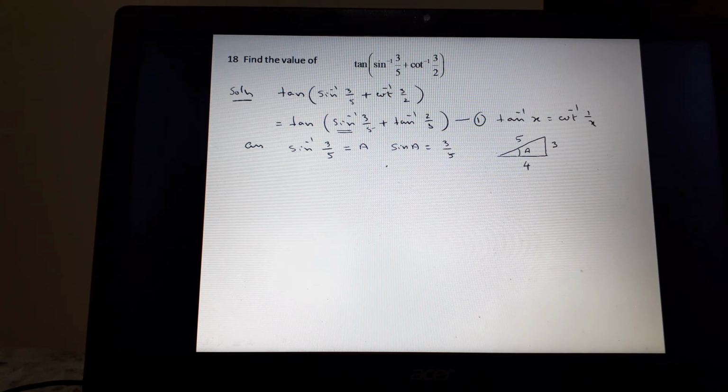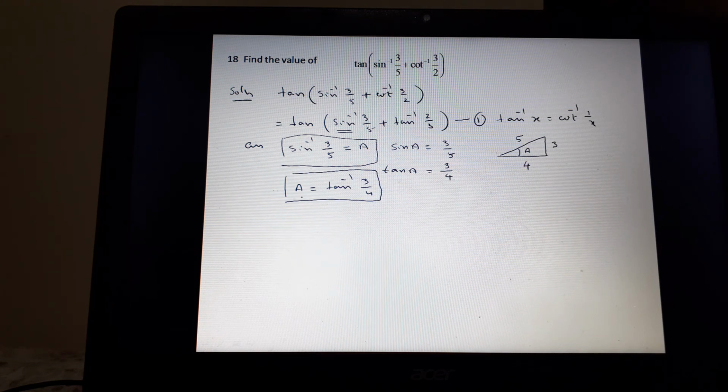So what is tan a now? By definition, tan a will be equal to opposite by adjacent, 3 by 4. Therefore a will be equal to tan inverse 3 by 4. So look here now, sine inverse 3 by 5 is a, and a is also equal to tan inverse 3 by 4. So these two must be equal. Therefore sine inverse 3 by 5 can be written as tan inverse 3 by 4. So this I will use here.